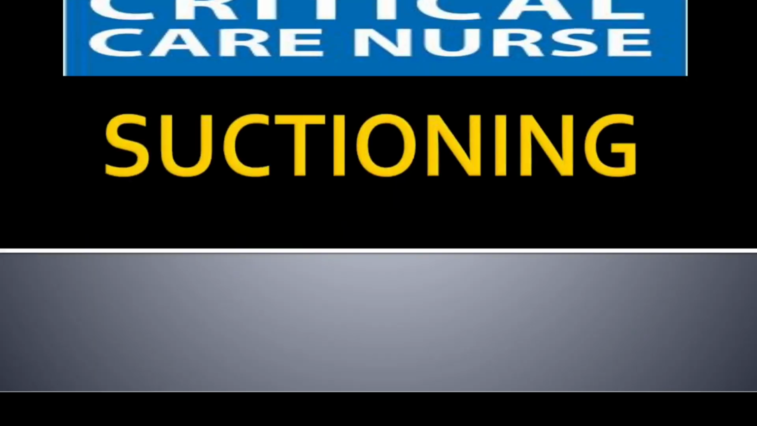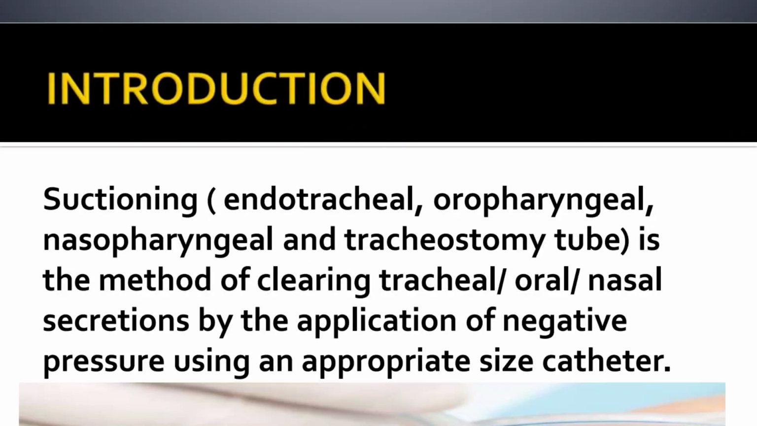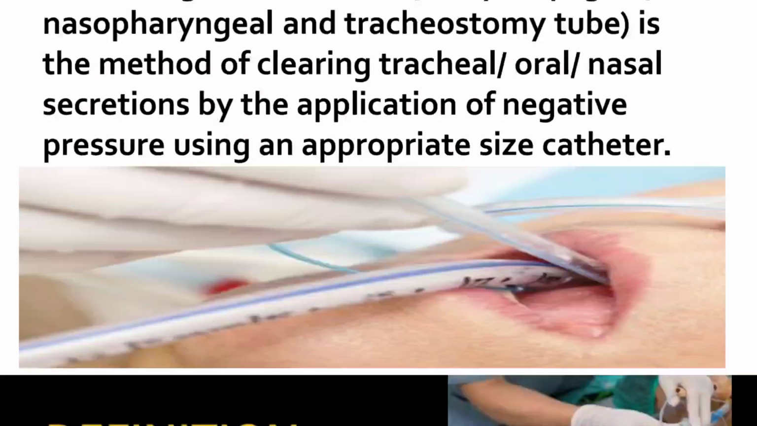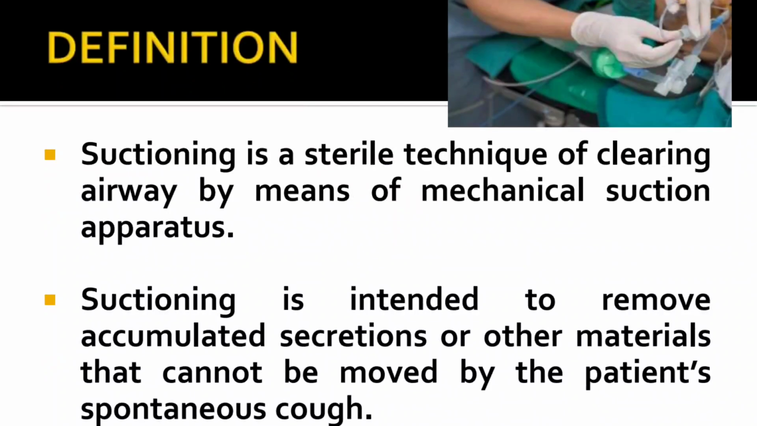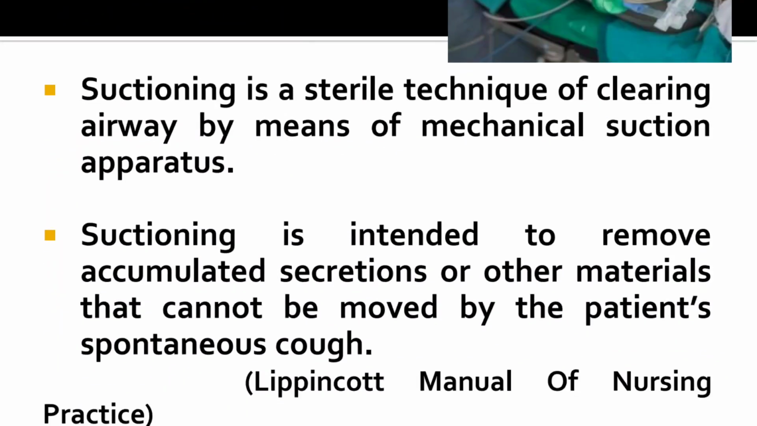Today's topic is suctioning. Introduction. Suctioning of endotracheal, oropharyngeal, nasopharyngeal and tracheostomy tube is a method of clearing tracheal, oral and nasal secretions by the application of negative pressure using an appropriate size catheter. Definition. Suctioning is a sterile technique of clearing airway by means of mechanical suction apparatus.